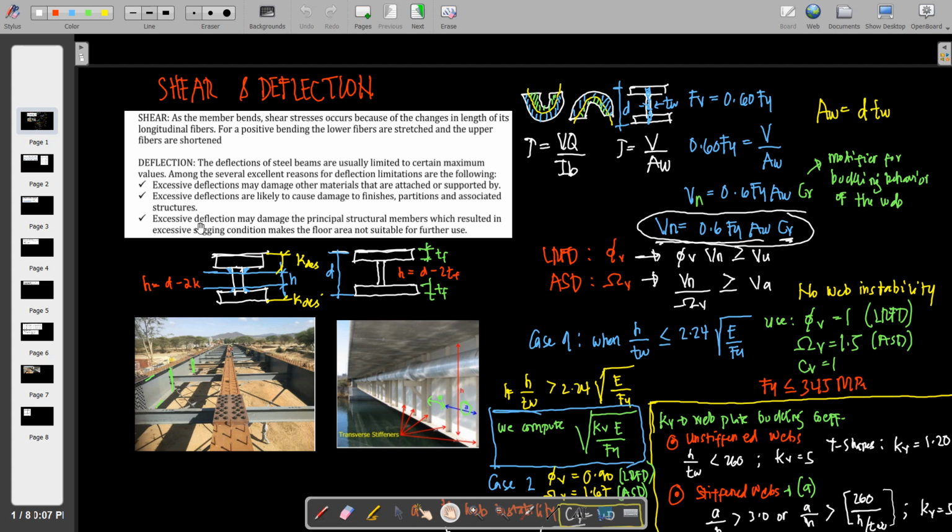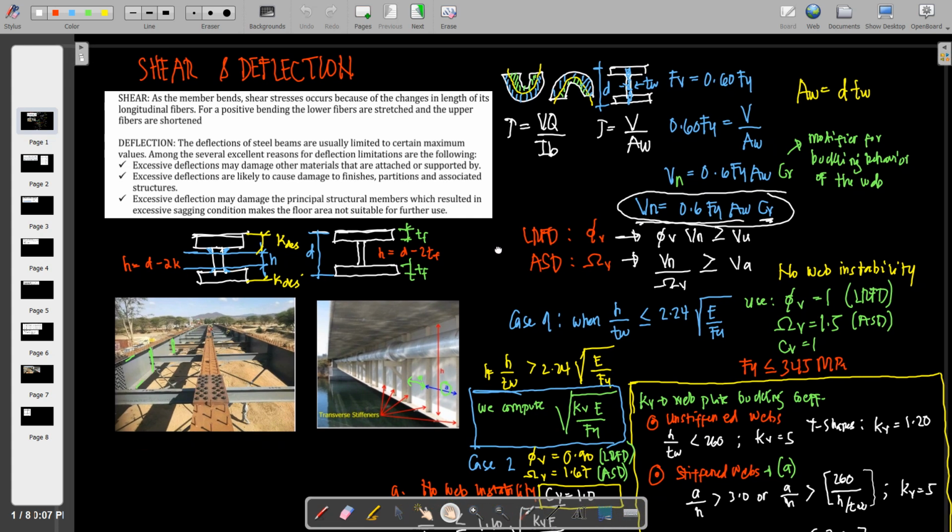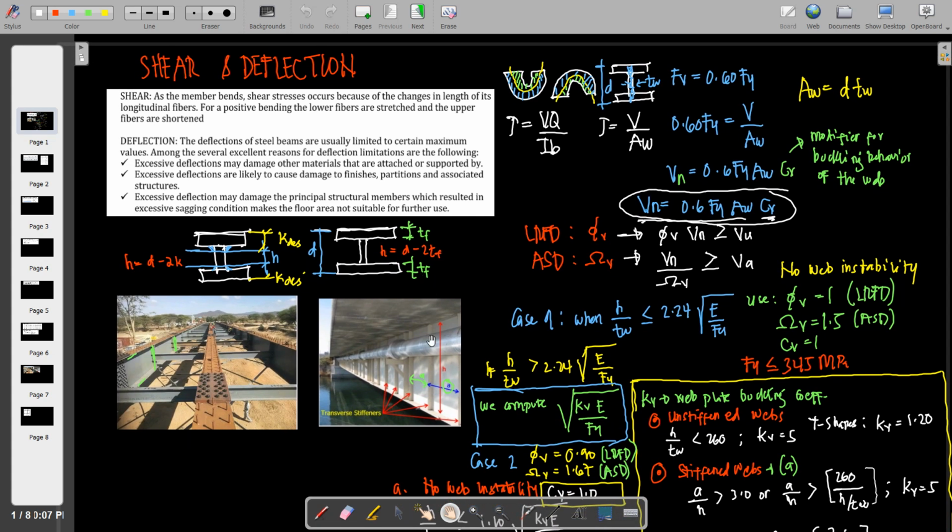Then, excessive deflections are likely to cause damage to finishes, partition, and associated structure. So, ito na yung tinatawag nating serviceability because, yun nga, excessive deflection, maraming effect yan, especially to those that of the attached structures in it. So, excessive deflection may damage the principal structural members, which resulted in excessive sagging condition makes the floor area not suitable for future use. Now, I would like to highlight na lahat ng structural members natin are subjected to deflection. So, there's no such thing as zero deflection, no? But, we have to limit that.